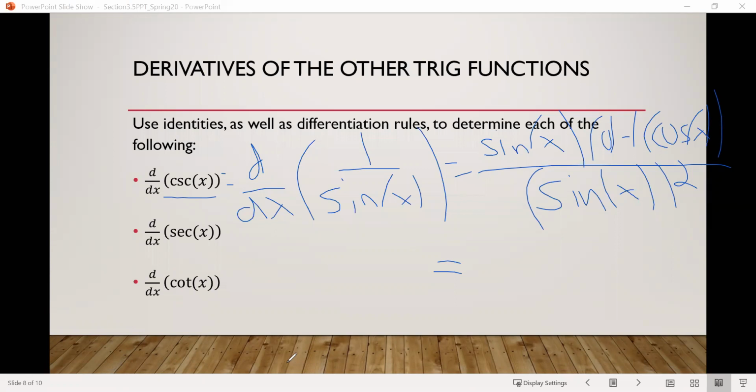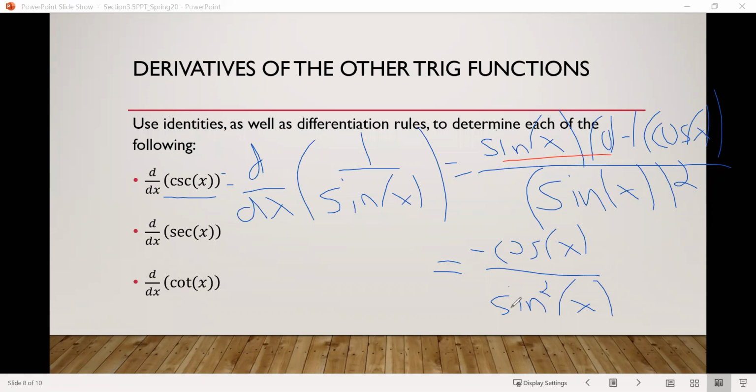And then we can simplify on the top, so we'll have sine of x times 0. That's just 0. Then negative 1 times cosine will give us negative cosine of x. And then we'll have sine squared of x on the bottom. So our derivative of cosecant has come out to be negative cosine over sine squared. Now, as you might imagine, that can be rewritten in a little simpler form.